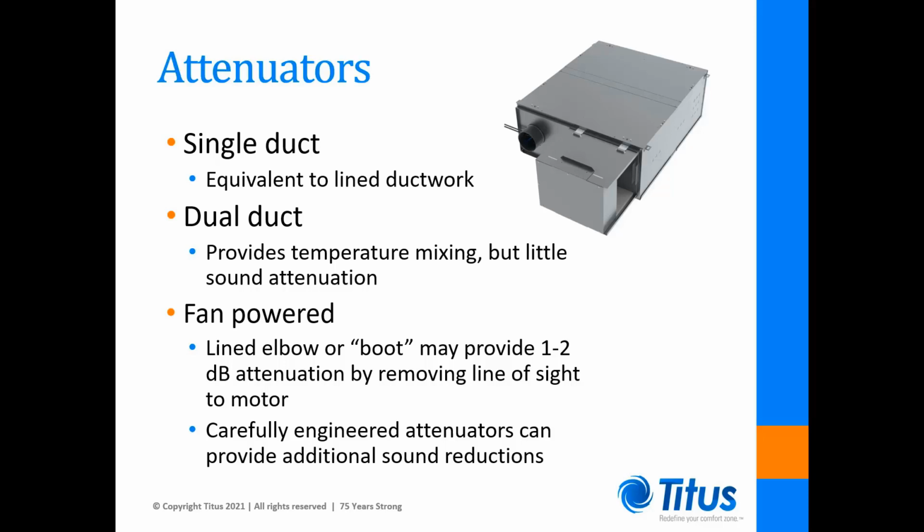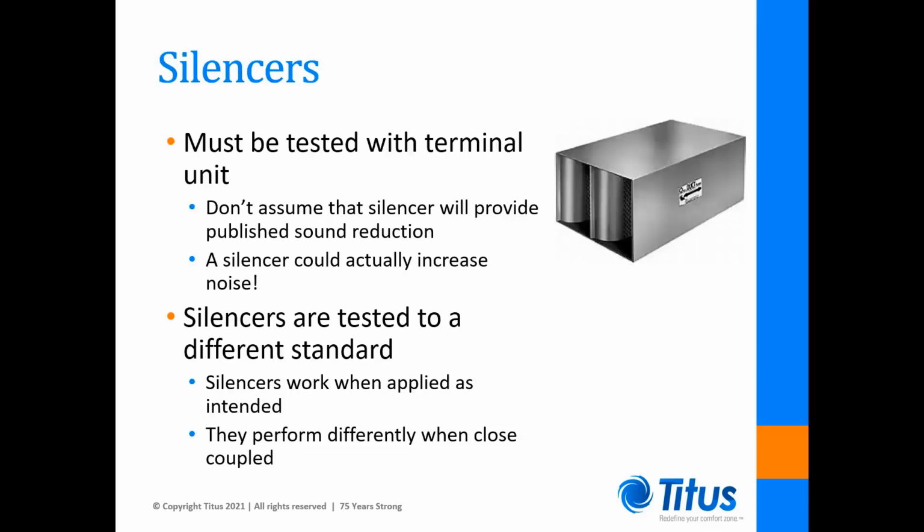Now let's look at silencers. It's often tempting to install a silencer immediately downstream from a terminal unit to reduce discharge sound levels. Unfortunately, the results can be disappointing. The air coming off of a damper or being delivered from a blower will likely not be evenly distributed across the discharge ductwork and could result in noise generation inside a silencer.